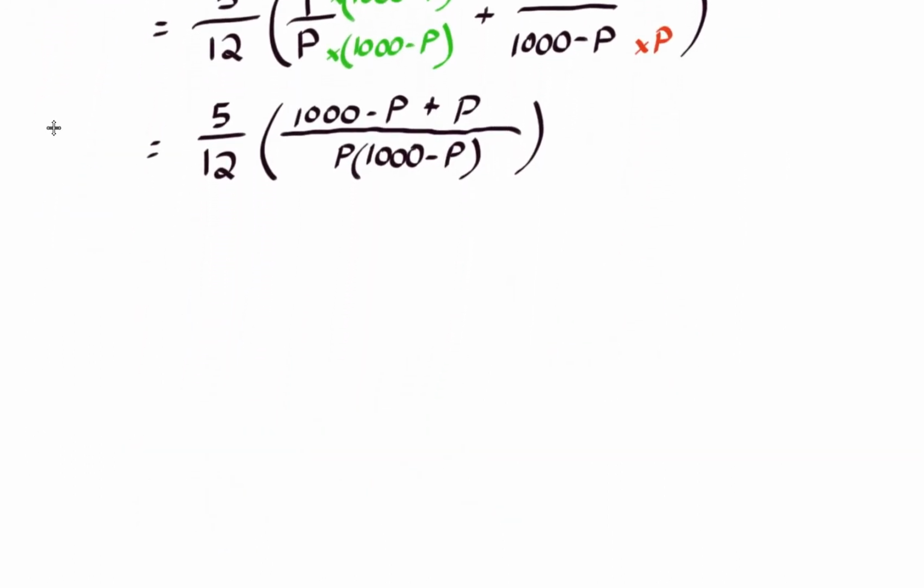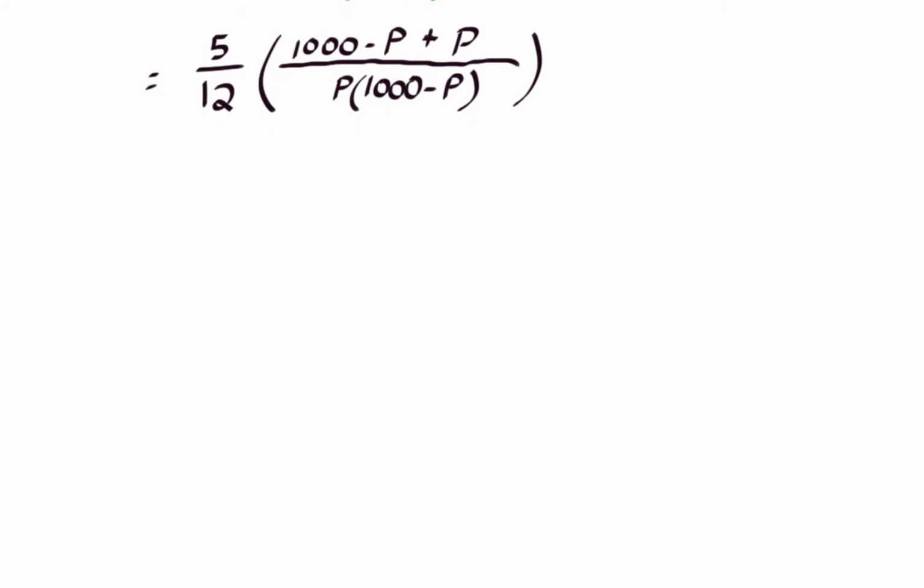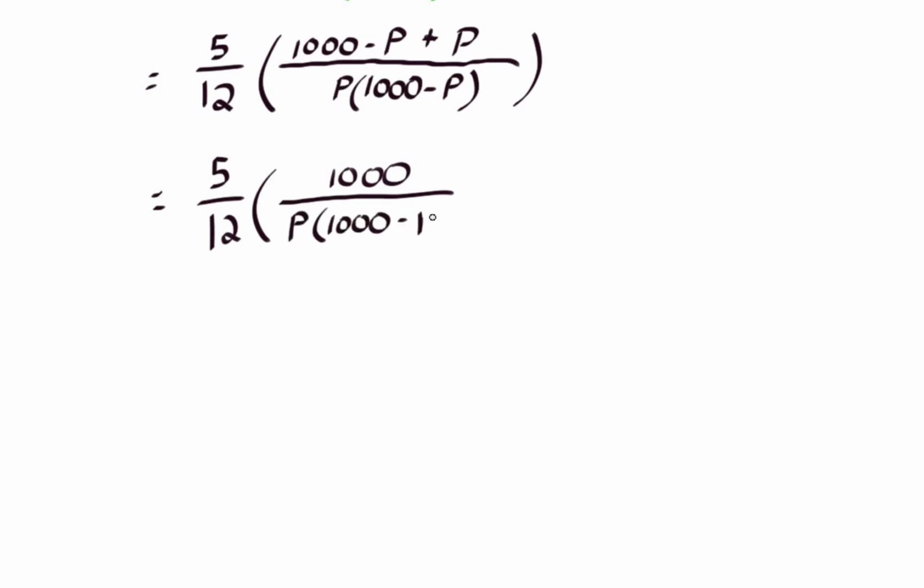So giving ourselves a little bit more room and updating our equation, we get 5 lots of 5 over 12, sorry, out the front, and then simply 1000 on the top of the fraction, and p outside of 1000 minus p on the bottom of the fraction. Now remember what we're aiming for. The left-hand side had a fraction that involved p outside of 1000 minus p on the denominator.